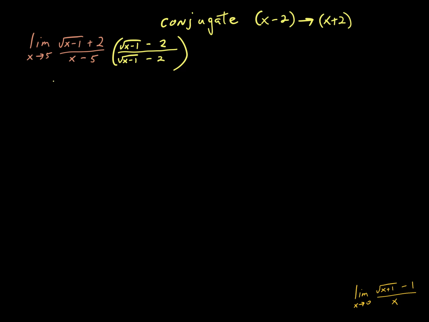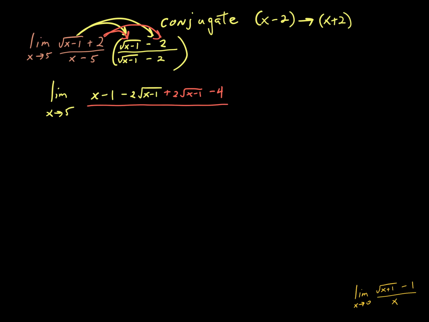Let's do the math. We have the limit as x is approaching 5. When you multiply these two things, that's just going to equal x minus 1. And then when you multiply this over here, you're going to get negative 2 times radical x minus 1. Then when you do this math over here, that is going to give you a positive 2 radical x minus 1. And this over here gives us a negative 4.